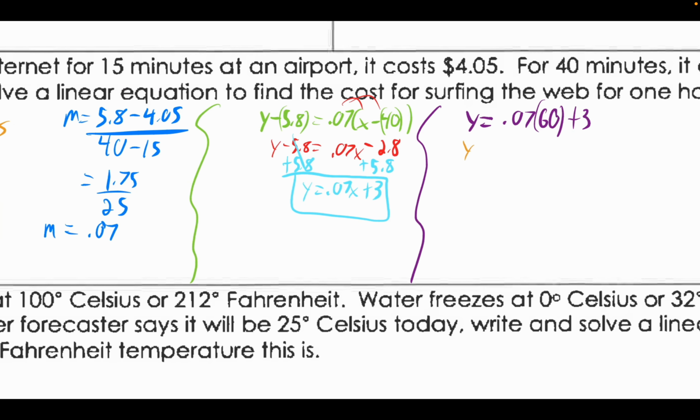If I take 0.07 times 60, I end up getting 4.2. And I add 3 to that result, and I found out that it costs $7.20 to surf the web for an hour at the airport.